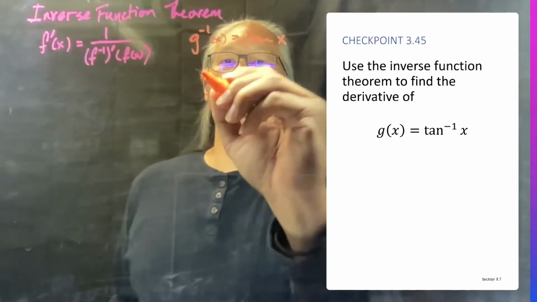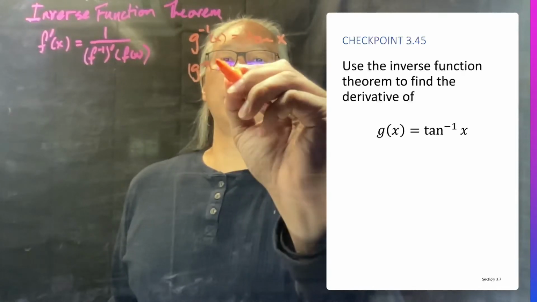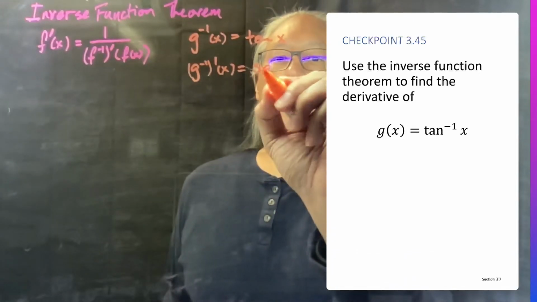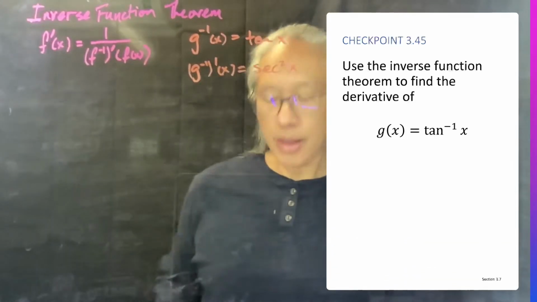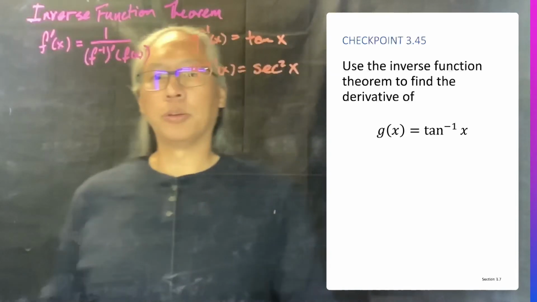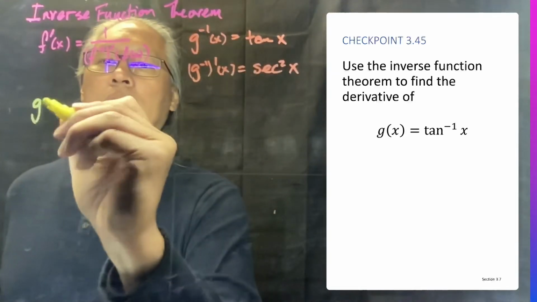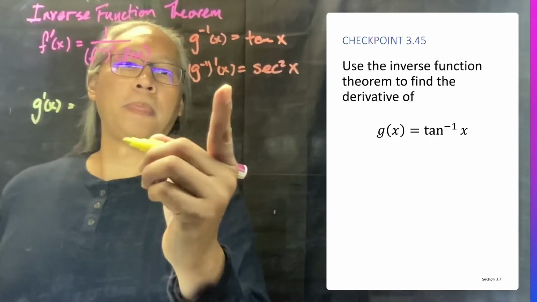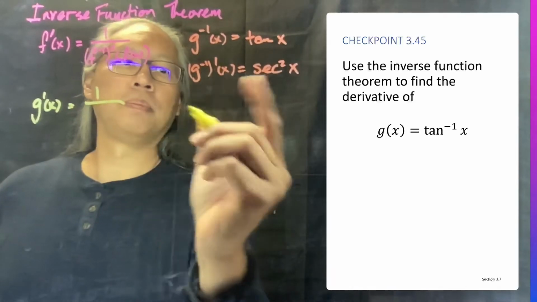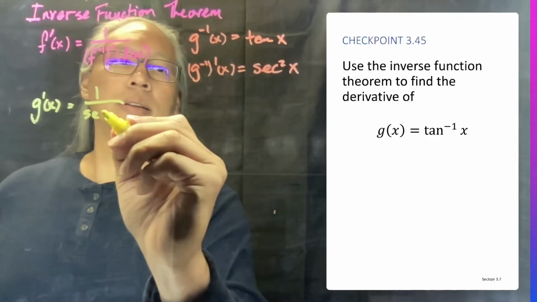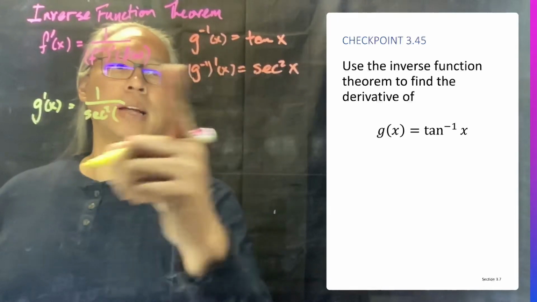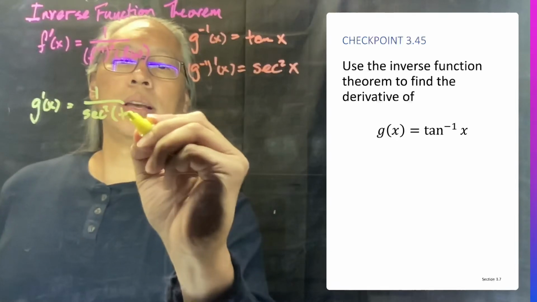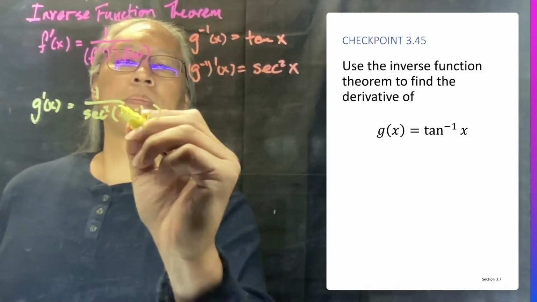Now we want to find the derivative of that, g inverse prime of x, and that's the derivative of tangent, which is secant squared of x. And then finally, putting this into the formula, we're going to get g prime of x, so that's the derivative of that, is equal to 1 over secant squared of not just x, but in for x, we're going to put the original function, which is tan inverse of x.